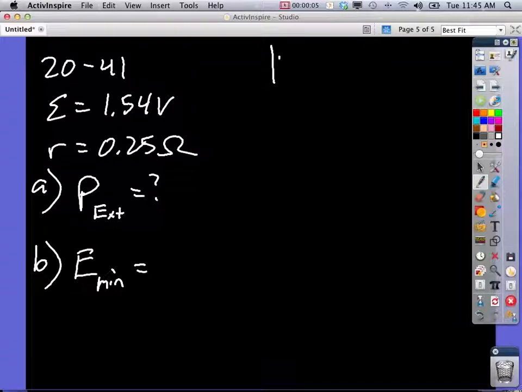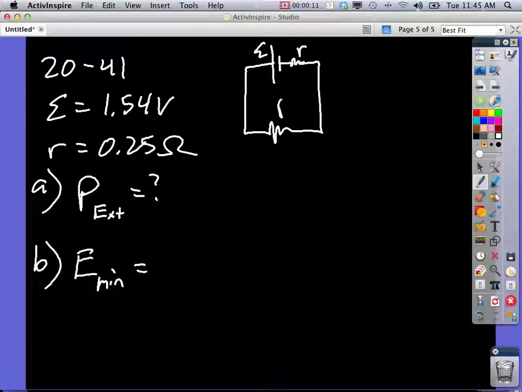So what we have is basically something like this. You have a little internal resistance, you have the EMF, and then you have an external load here. External load meaning outside of the battery. This yellow box right there is like the battery.